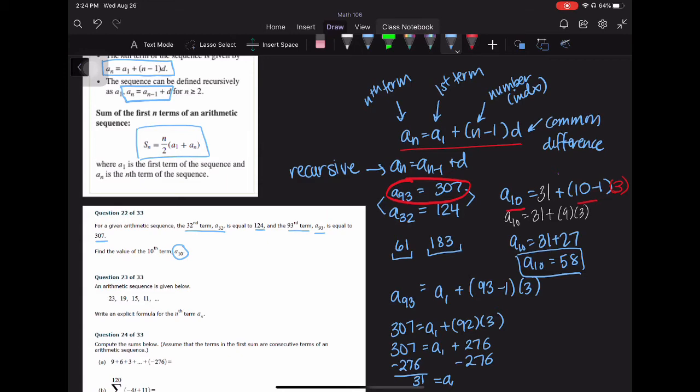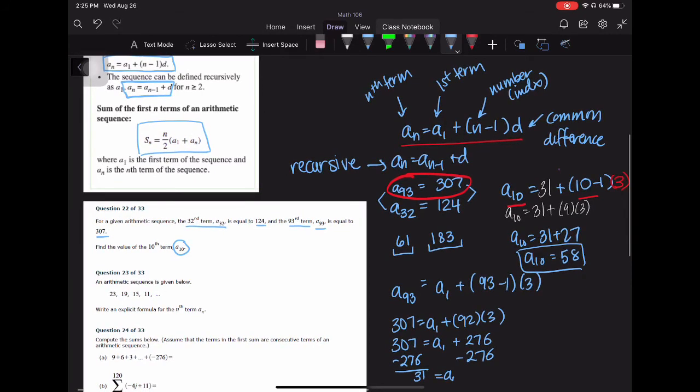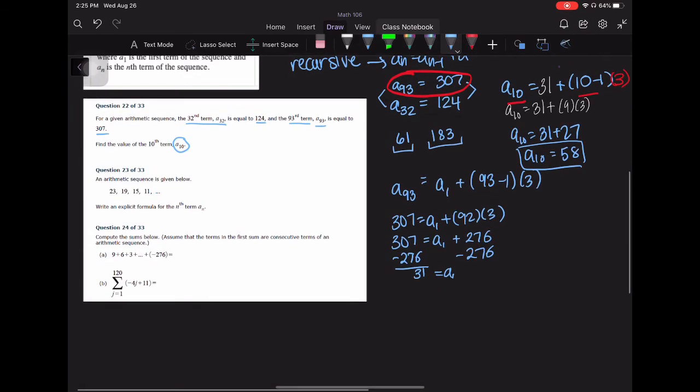Question 23 asks us to write an explicit formula for the nth term. An explicit formula is different than the recursive formula. We know the first term, we can find the common difference, and we go from there. So for this term right here, a sub 1 is 23. Now what's happening as I go from 23 to 19 to 15 to 11, it's going down by 4. So that means our common difference is -4.